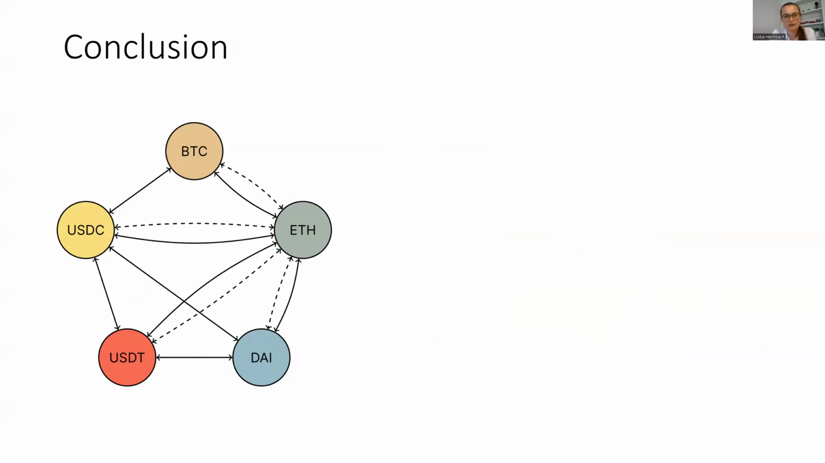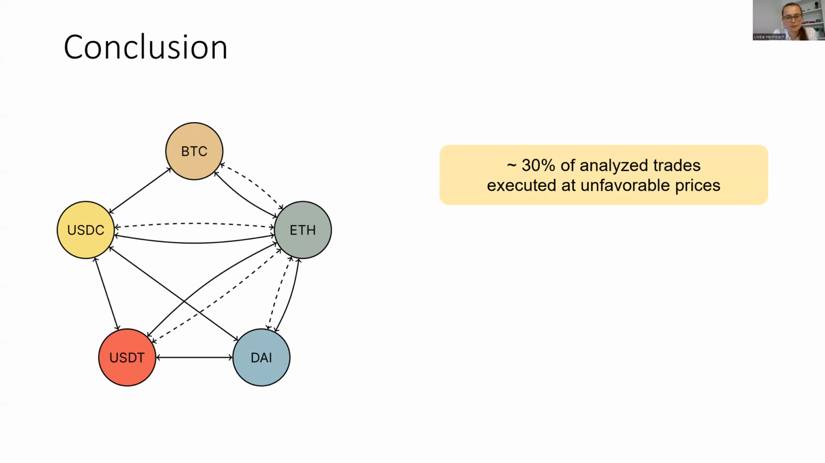So this brings us to the conclusion of this presentation, and we found that traders are experiencing market inefficiencies on decentralized exchanges. In fact, we saw that around 30% of the analyzed trades executed at unfavorable prices. And we were also able to show that this is largely due to price inaccuracy rather than the market's liquidity.